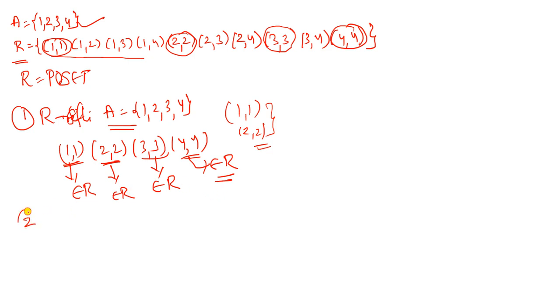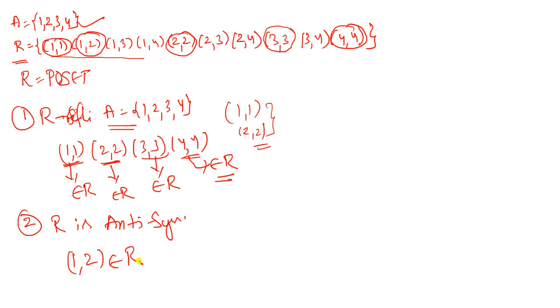And the second one: is R antisymmetric or not? Check whether R is antisymmetric or not. Let us take any element in relation R. Here take the 1 comma 2 element. Yes, 1 comma 2 belongs to R.